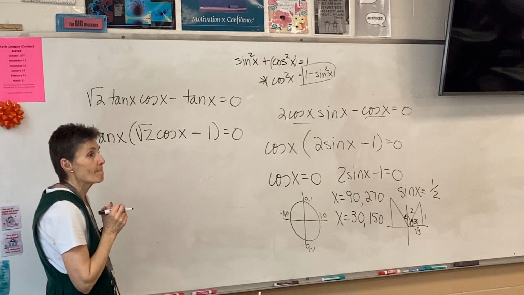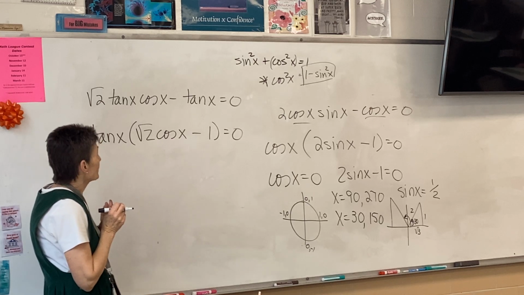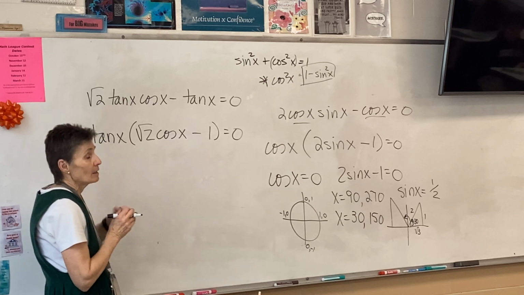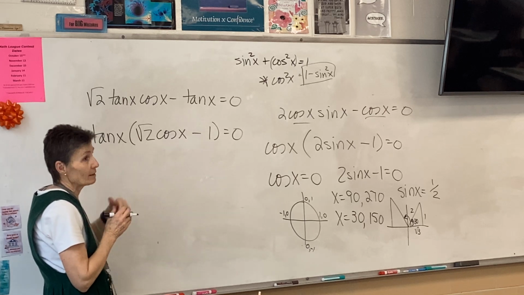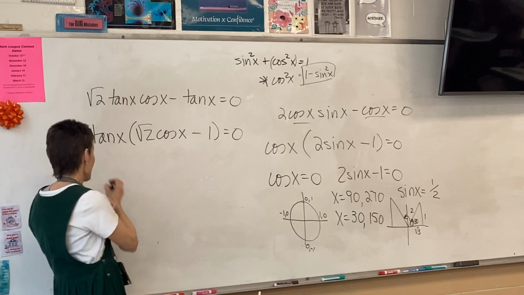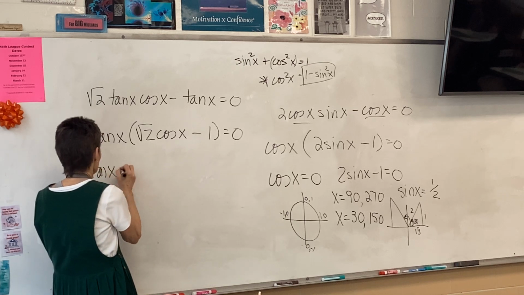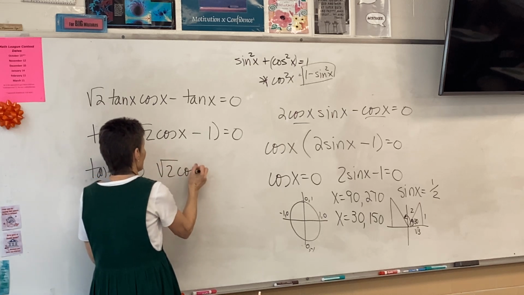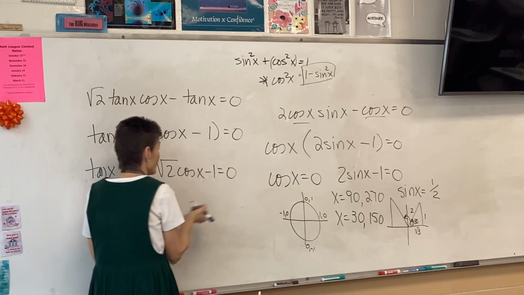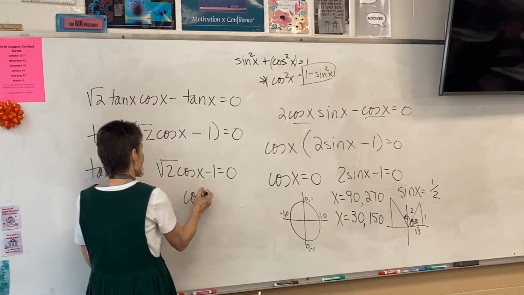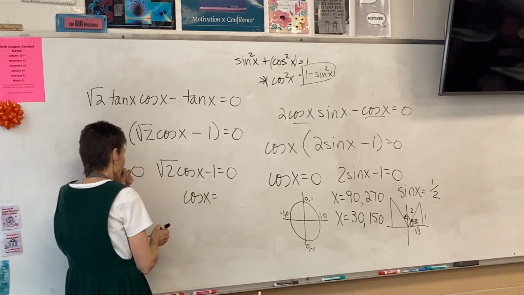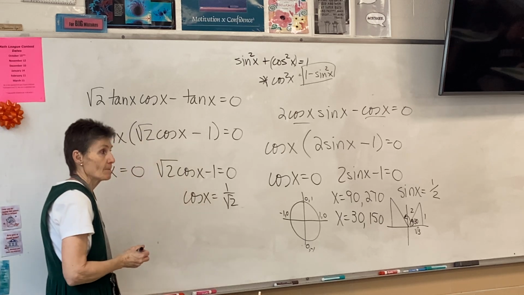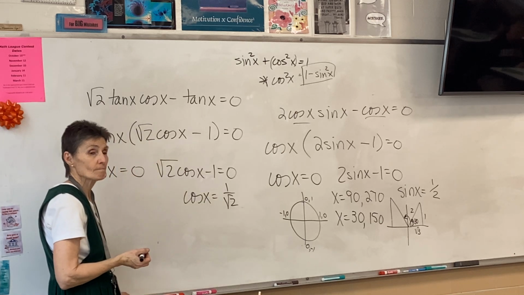If we were to pull out the minus, would that change anything? I would make this negative then. I would never do that, because it's going to make this one negative. Tan x equals 0. So then I'll set them equal to 0. So tangent equals 0, and root 2 cosine minus 1 equals 0, which means cosine equals 1 over root 2, or root 2 over 2.